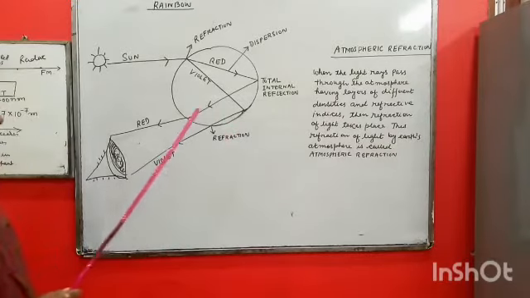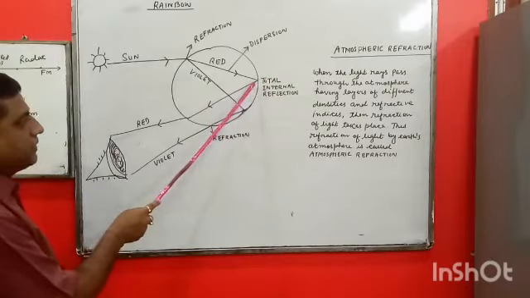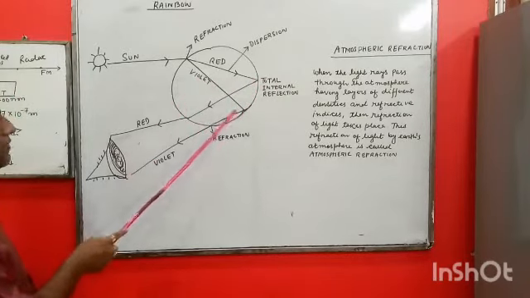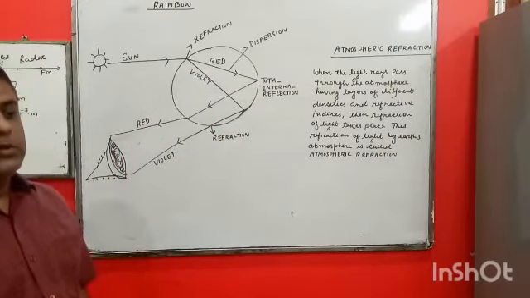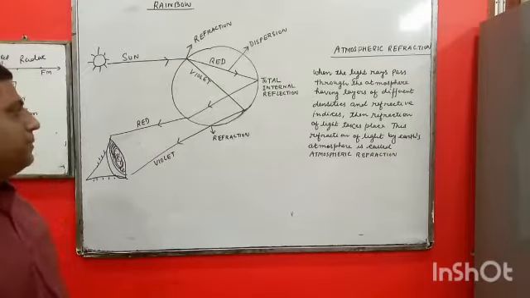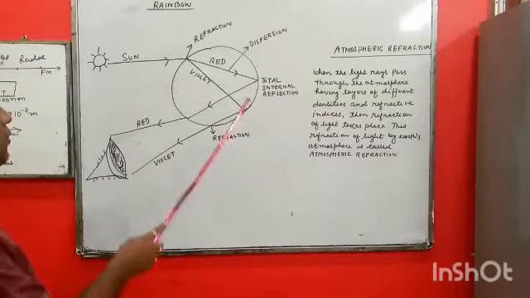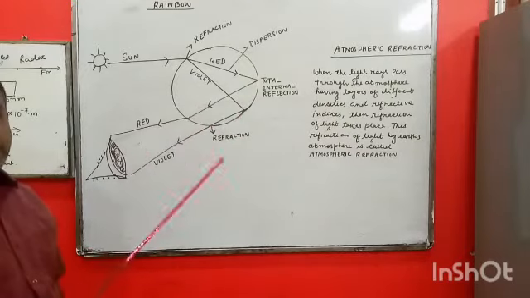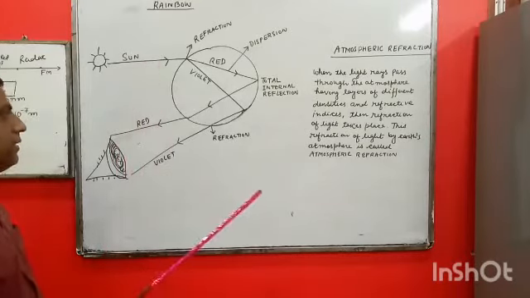If only one internal reflection takes place, red color, one reflection, violet color, one reflection, then we get what? A primary rainbow. There are two types of rainbow. One is the primary rainbow and the other is the secondary rainbow. In the primary rainbow, one reflection takes place and we get VIBGYOR.